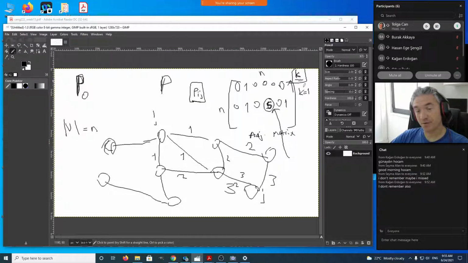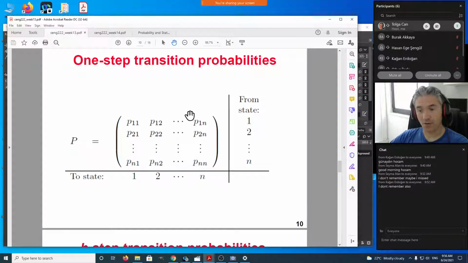And the kth power of the adjacency matrix, as I said, I mean, this is not about statistics or probability. It's more about algorithms maybe. The value here gives you the number of paths between i and j. Right? So let's go back to statistics and probability, where we take the powers of the transition probability matrix.